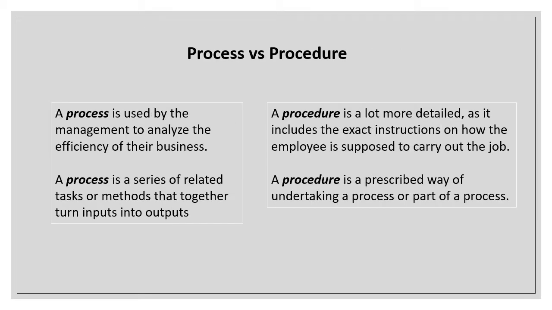How do we differentiate process with procedure? When we say process, it is used by the management to analyze the efficiency of their business. A procedure, on the other hand, is a lot more detailed, as it includes the exact instructions on how the employee is supposed to carry out the job. Process is a series of related tasks or methods that together turn inputs into outputs, while a procedure is a prescribed way of undertaking a process or part of a process.